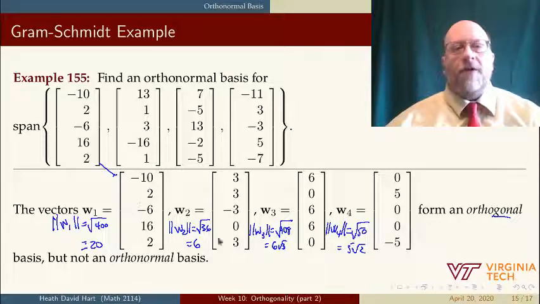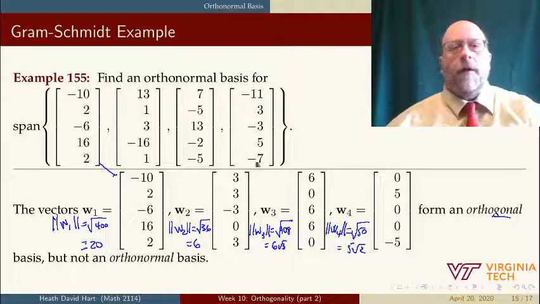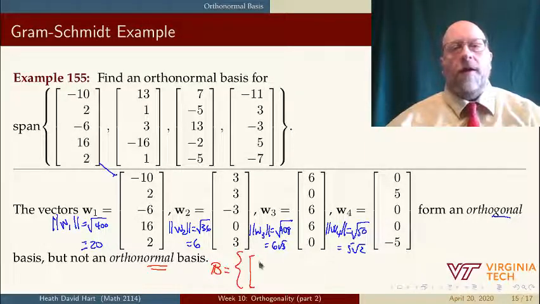When we divide by each of these magnitudes, we get our final answer for the orthonormal basis. The first vector will be divided by 20. So negative 10 over 20 is negative 1/2. 2 over 20 is 1/10. Negative 6 over 20 is negative 3/10. 16 over 20 is 4/5. And 2 over 20 is 1/10 again.